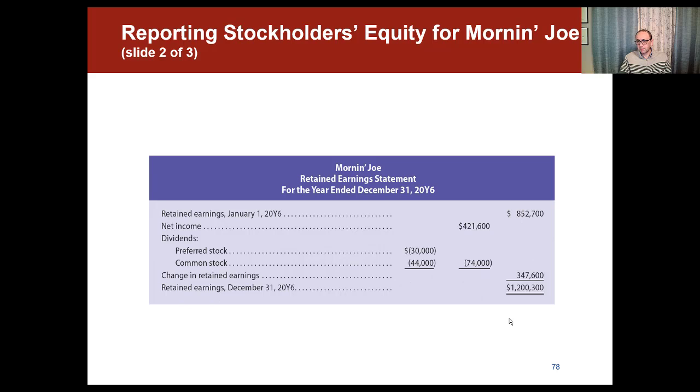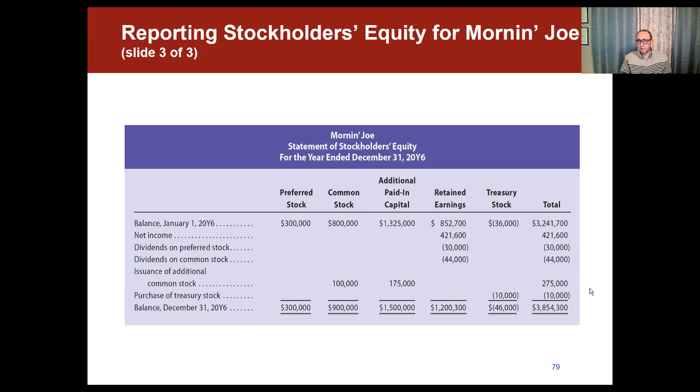And this is an example of a retained earnings statement. So we have the beginning balance plus the net income minus the dividends to get the ending balance. And then that's another example of a statement of stockholders' equity, which again, I'm not going to stress too much on.